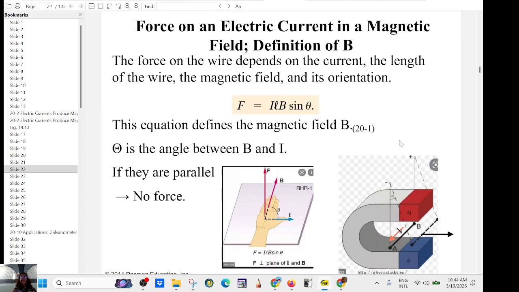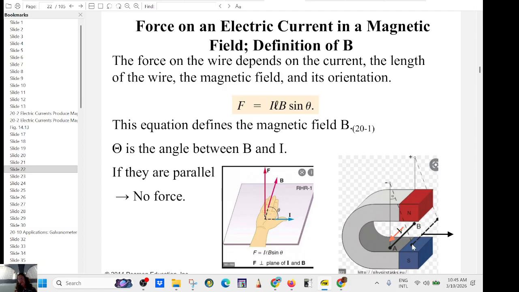Okay, so what's the equation? The magnitude is the current times the length of the wire inside your magnetic field times the magnetic field times the sine of the angle between the magnetic field and the current. Is that clear? It's a very nice slide.